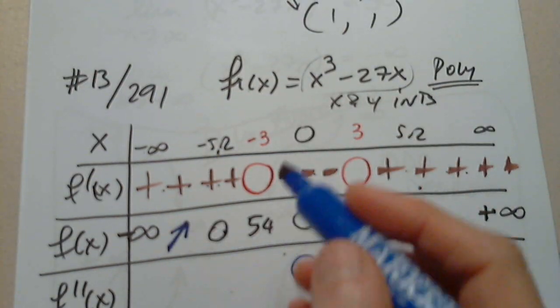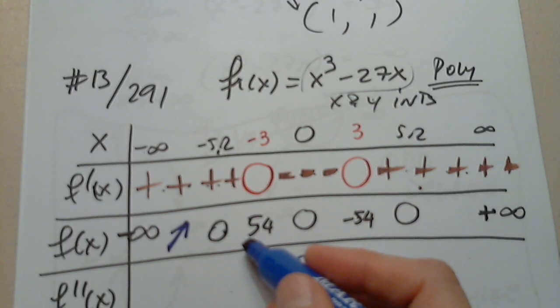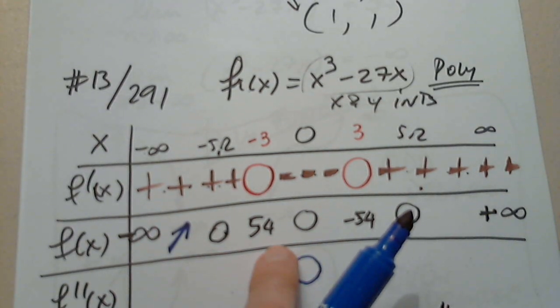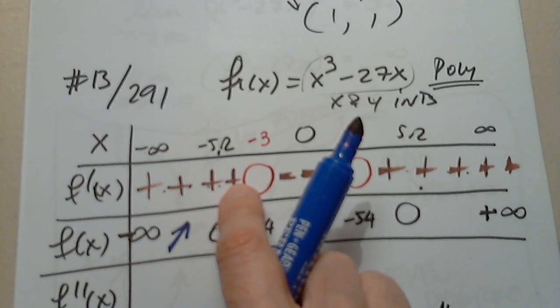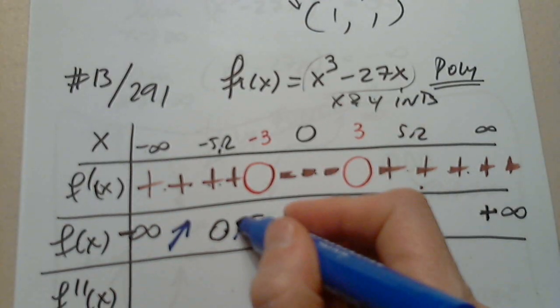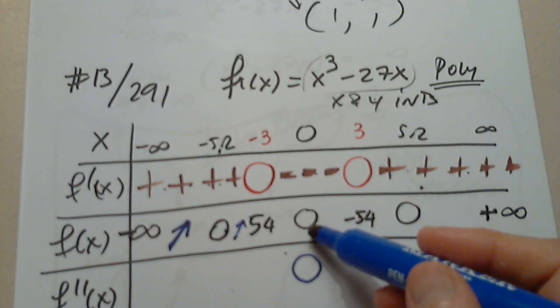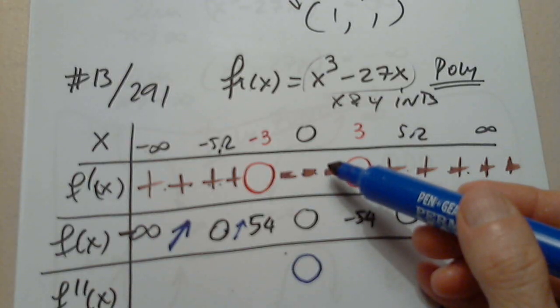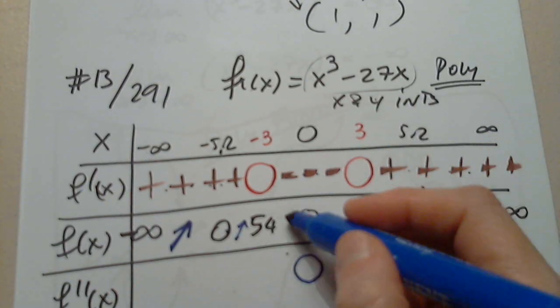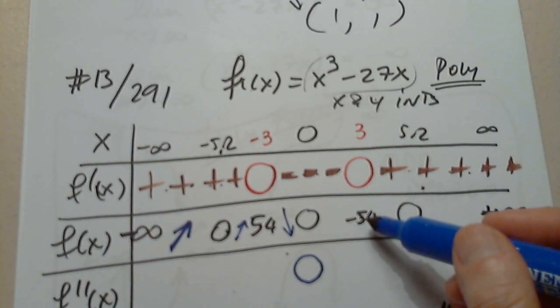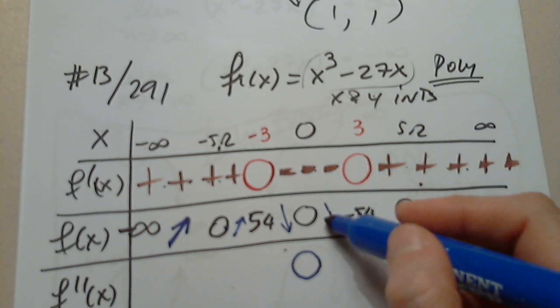What about from 0 to 54? Is the function increasing or decreasing? From 0 value to 54 value, increasing or decreasing? Increasing. Perfect. Is it supported by the sign of the first derivative? Excellent. From 54 to 0, what does the function do? Good. Is it supported by the sign of the first derivative? Correct.